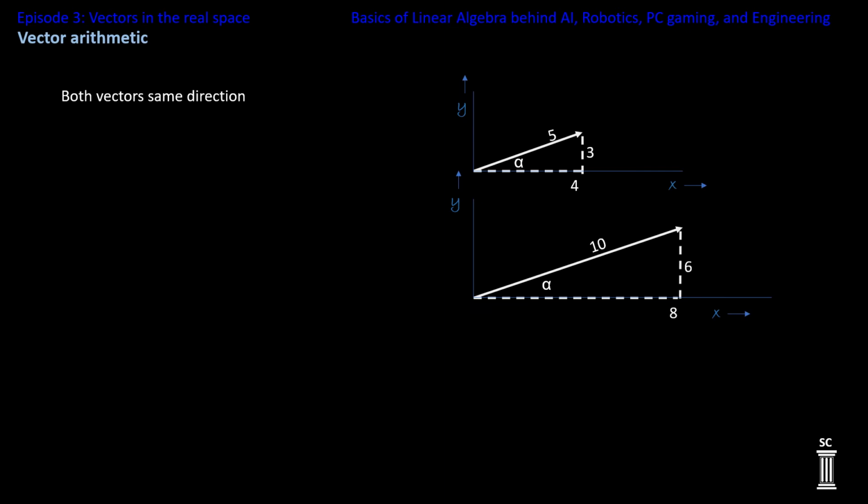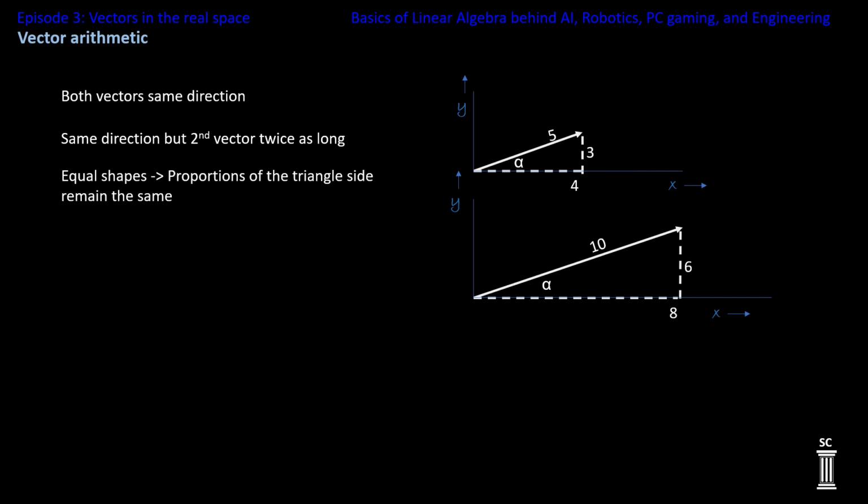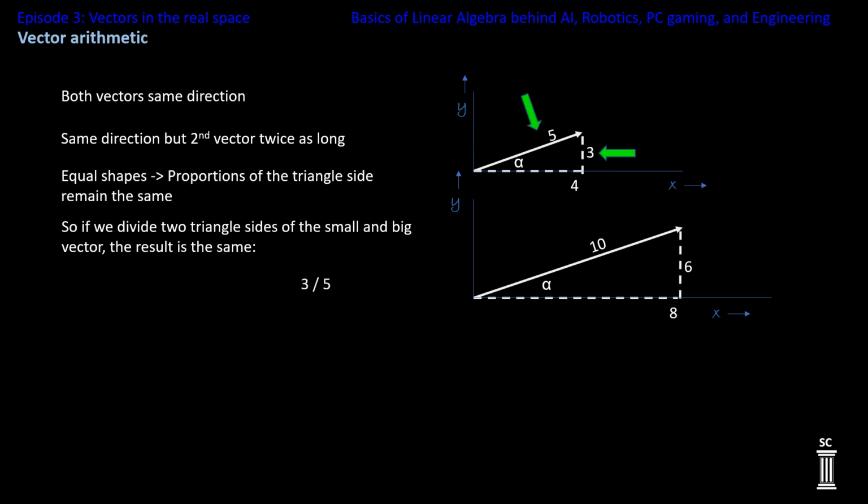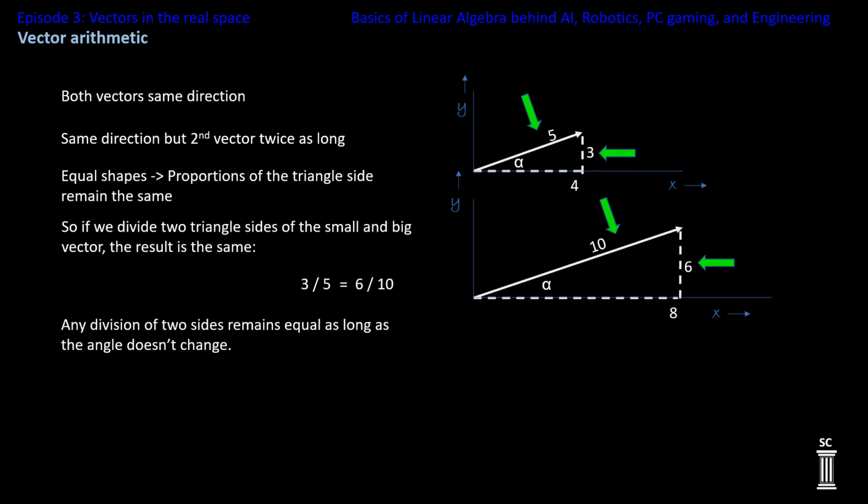Let's have a look at these two vectors. Both have the same direction, but they don't have the same magnitude. The second vector is twice as long. You see that both triangles have the same shape. Therefore, the proportions of the sides are the same. So, if we divide two sides of the small triangle, and we do the same with the big triangle, then the results will be the same. For instance, if we divide the 3 by the 5 on the small triangle, and we divide the 6 by the 10 on the big triangle, then both results will be the same. You can do so with any two sides of both triangles. The result will always be the same.